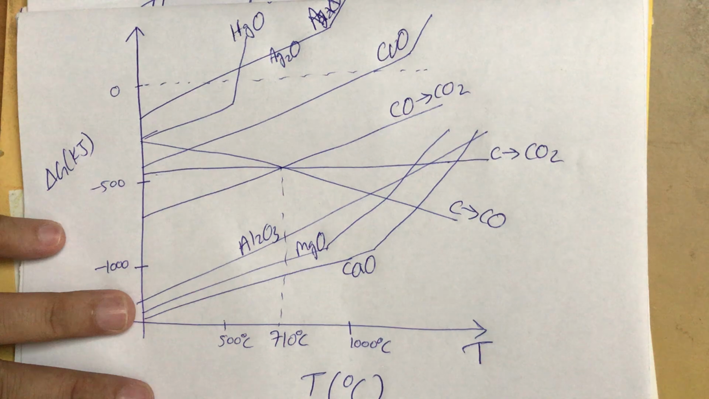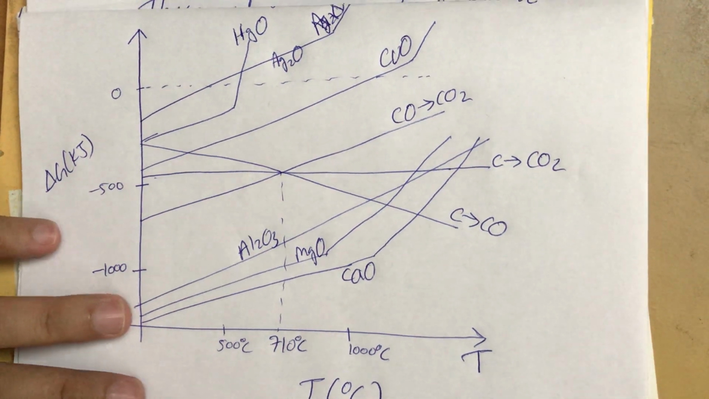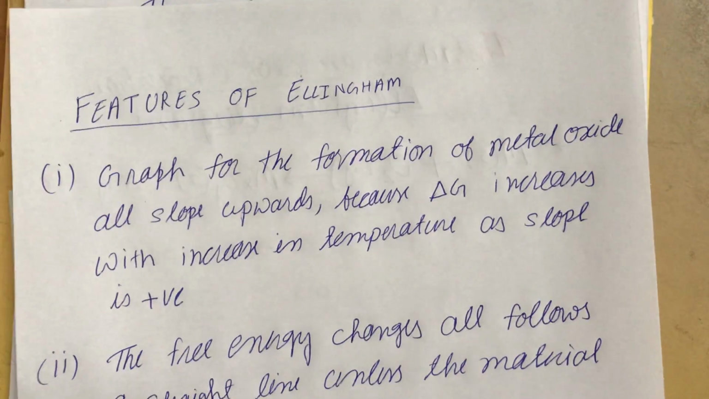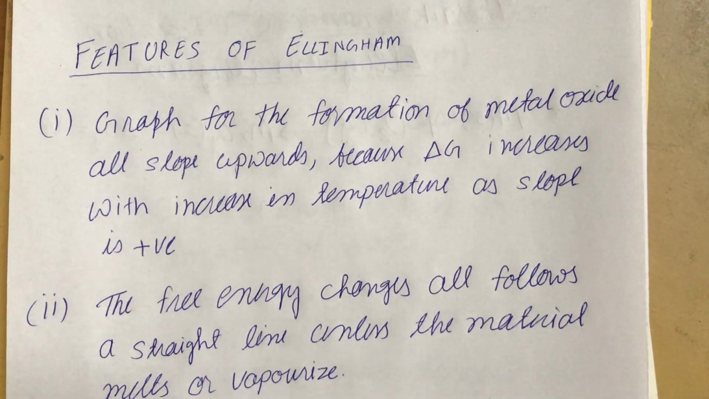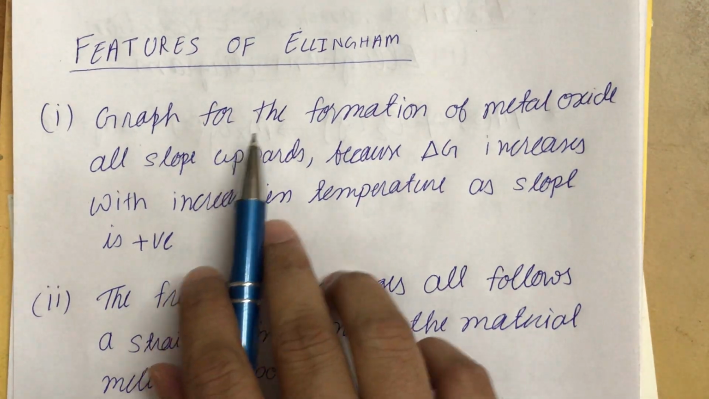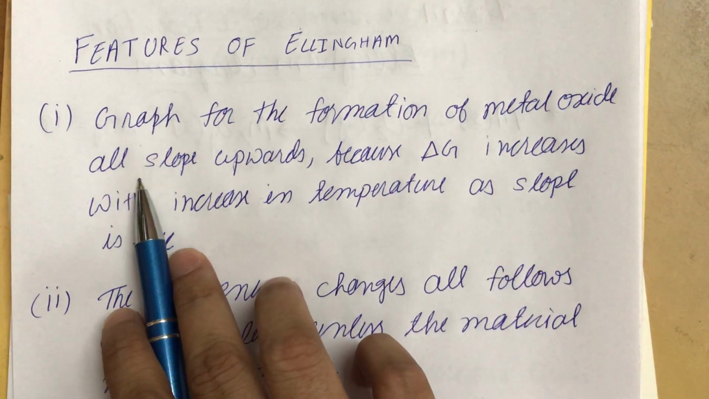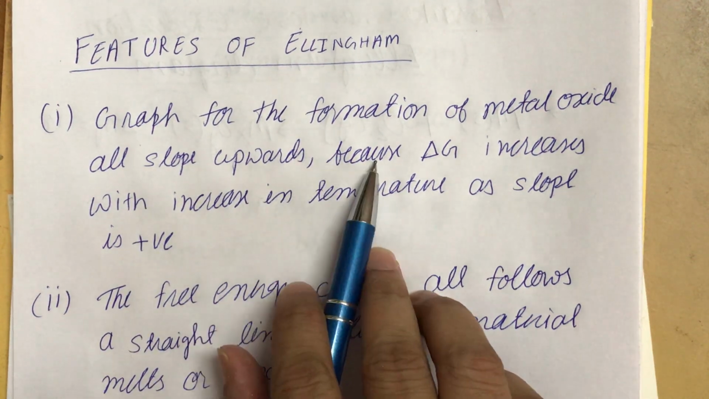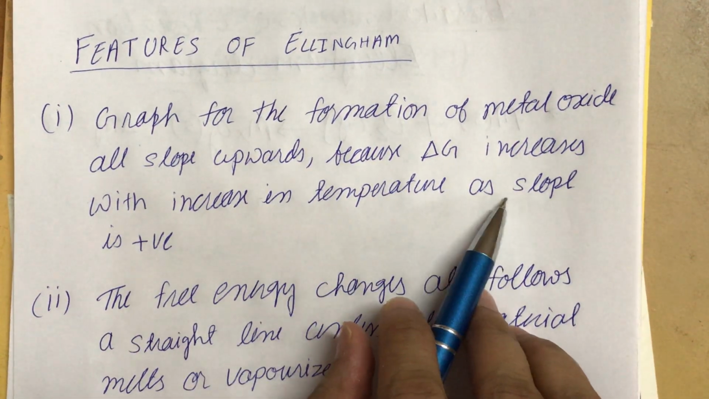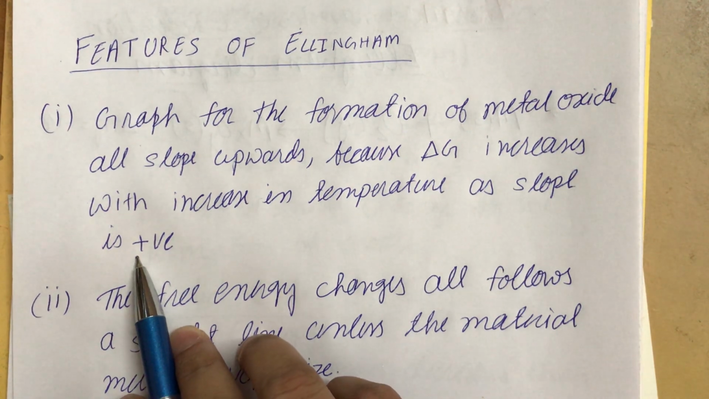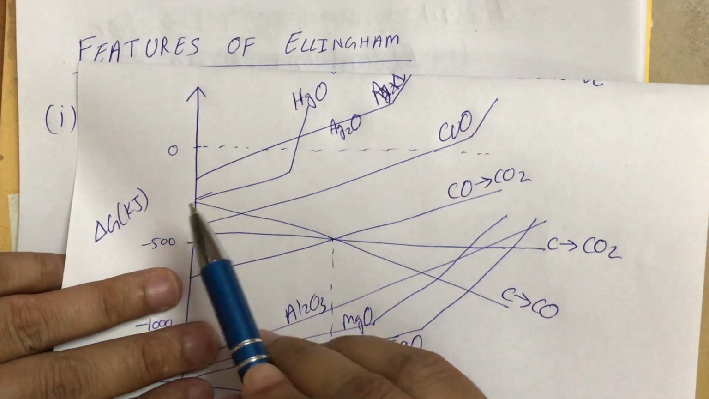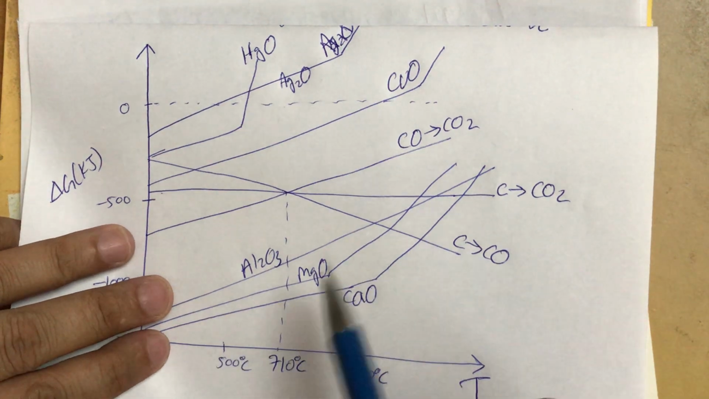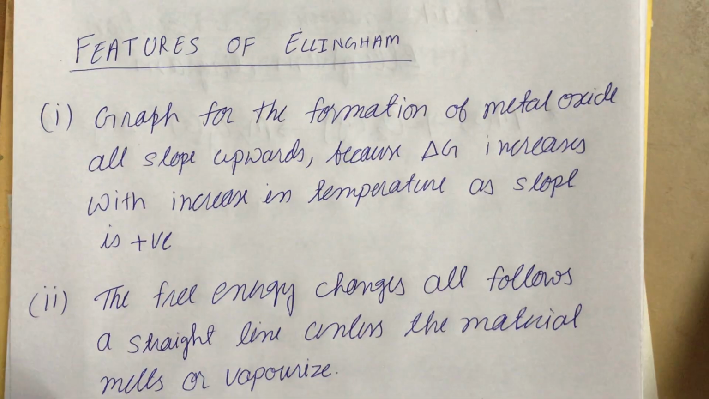So some features of this Ellingham diagram. First point, graphs for the formation of metal oxides all slope upward because delta G increases with increase in temperature as slope is positive. For all the metal oxide formation, slope is upward, that is positive slope. With increase in temperature, delta G increases. So for all the metal oxides, delta G is increasing. So this is the first point.